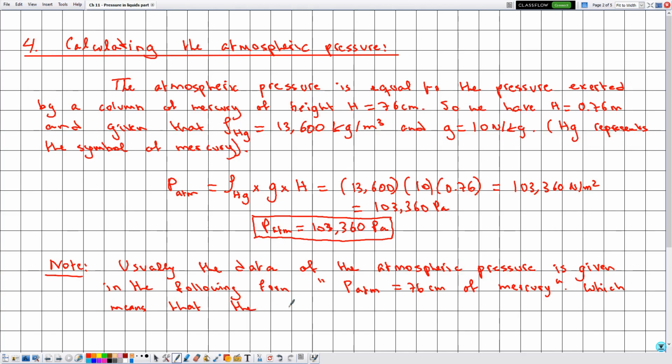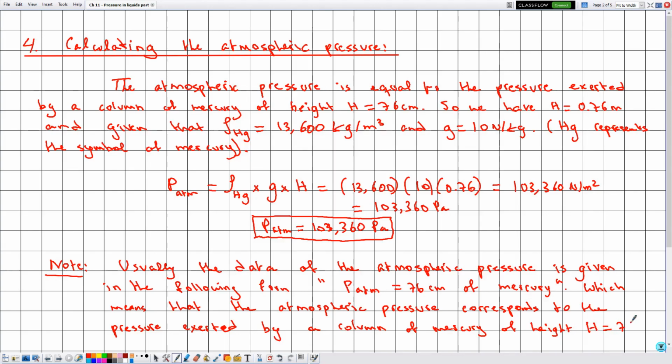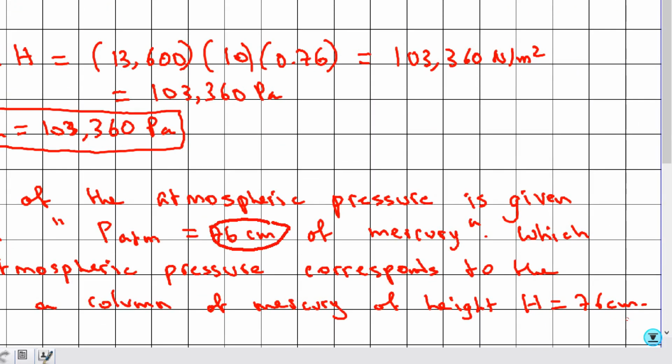that the atmospheric pressure corresponds to the pressure exerted by a column of mercury of height. So why mercury? Because here they mentioned mercury of height H equal to 76 centimeters. Because 76 centimeter, this value represents the value of a height because it carries the unit centimeter. So the depth or the height is given by 76 centimeters.